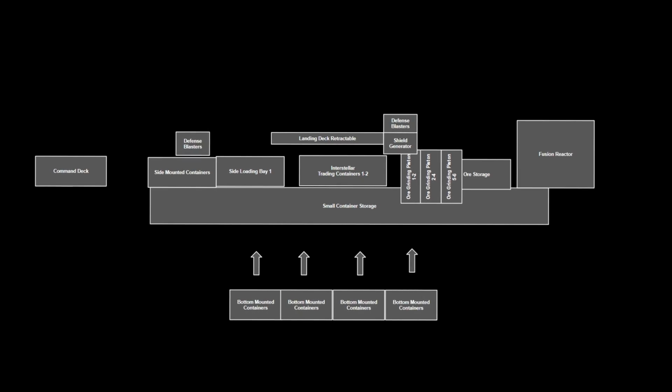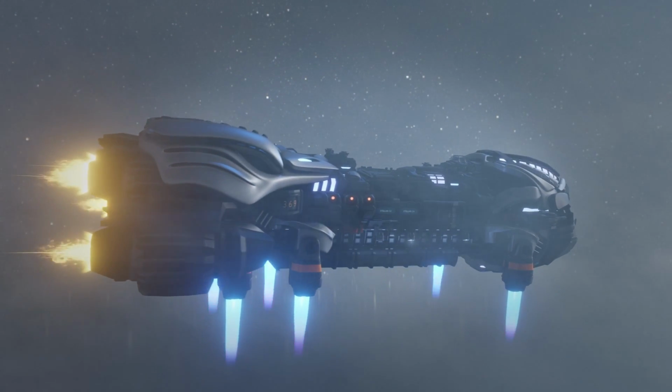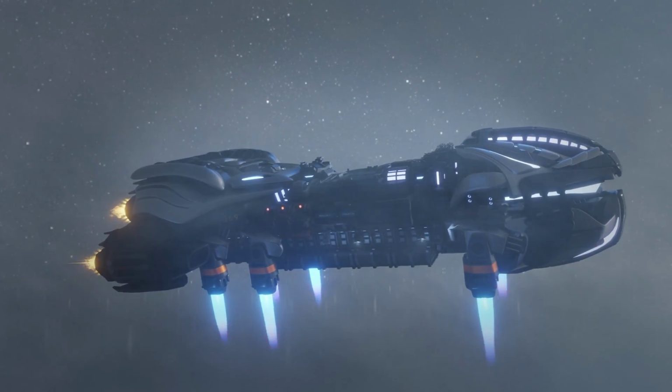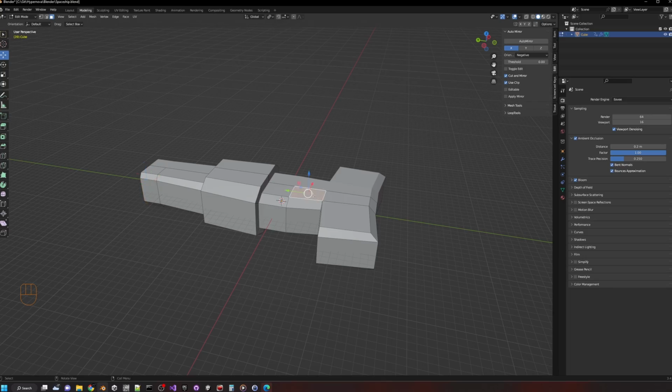In this video, I will show you how I turned these 2D boxes into this 3D spaceship. But before that, we need to understand how I realized that this was the way to go. Earlier this year, I modeled a large spaceship for Ultranova.